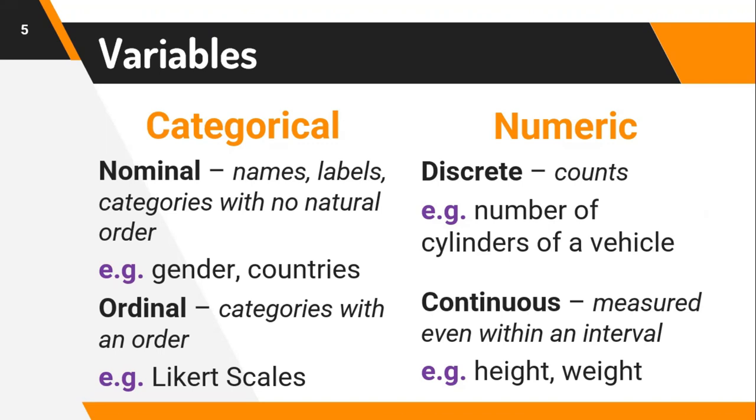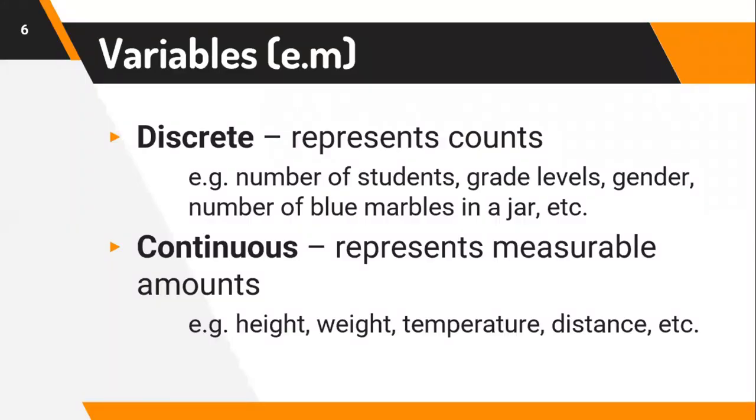Then we also have the continuous variables, and they are measurable within an interval. So even between two finite numbers, there can be a lot of numbers within that interval. Like from 1 to 2, you can have 1.1, 1.5, 1.555, and all these sorts of measurements. Typical examples include height, weight, temperature, and all of that. Now, if you look at these two categories of variables that I've given, categorical and numeric, for the sake of this class, I would like to break it down to two categories, where we emphasize discrete and continuous.